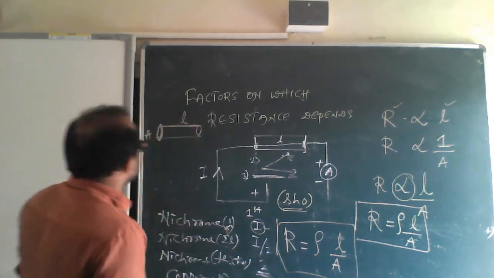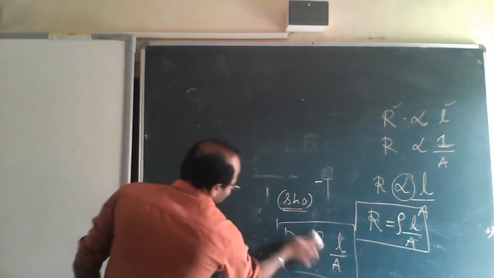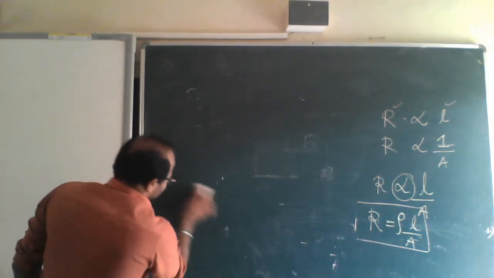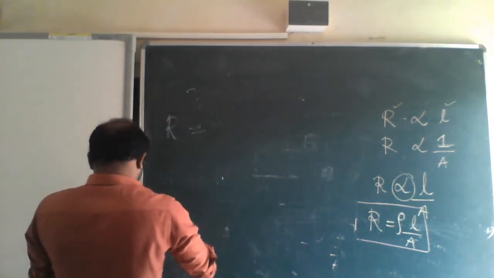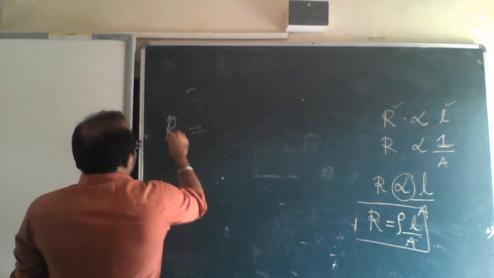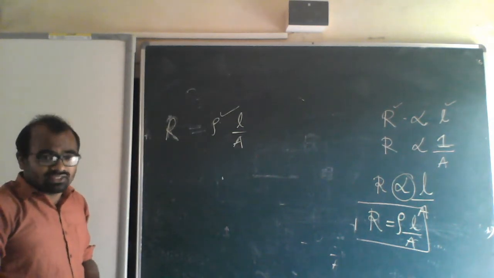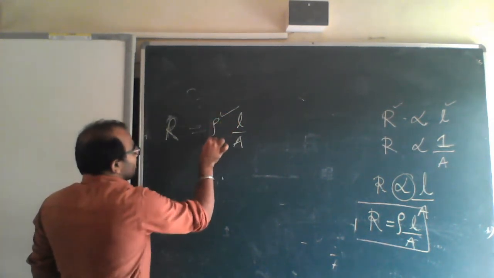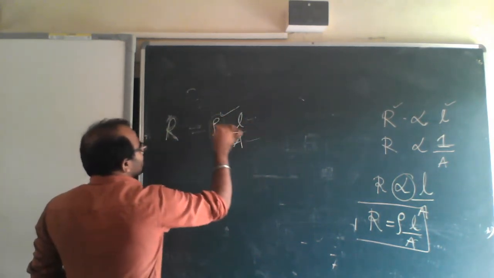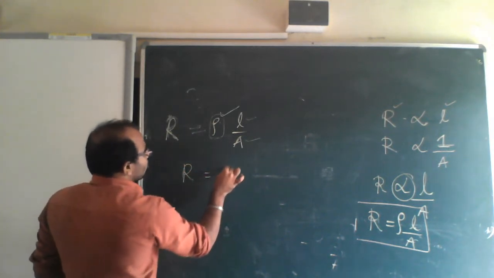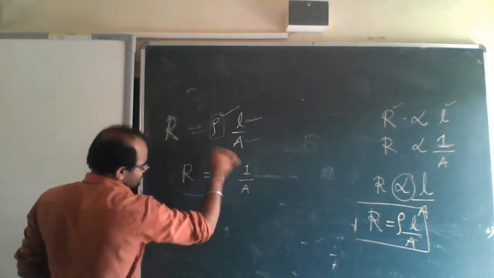We will see a little bit about resistivity here. What is resistivity then? R is equal to rho into L by A. Then what is this rho? Rho is resistivity. So how to define this? When you have to define this, keep all the things as 1. R is equal to rho when L becomes 1 and A becomes 1. Now define this.